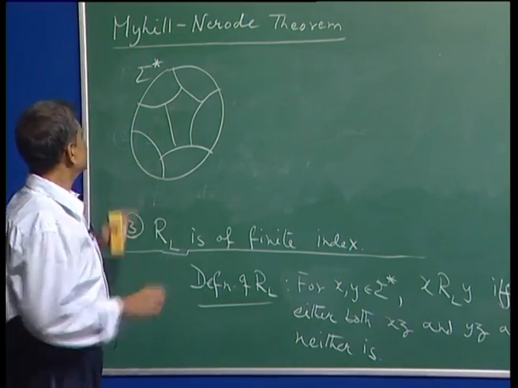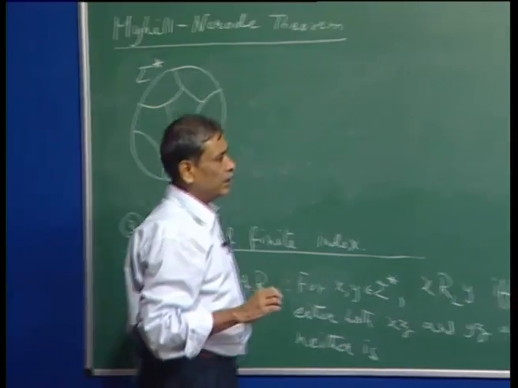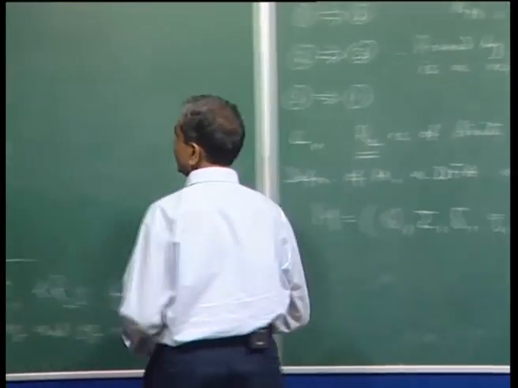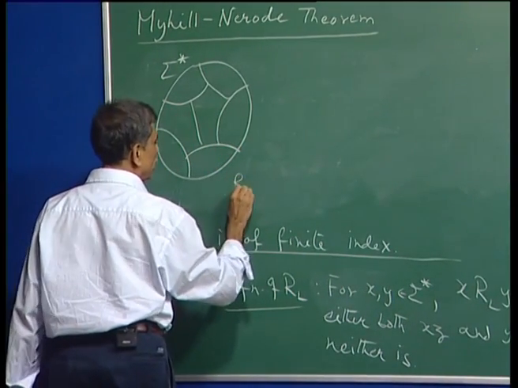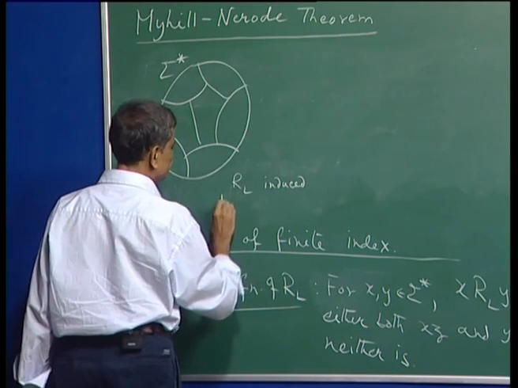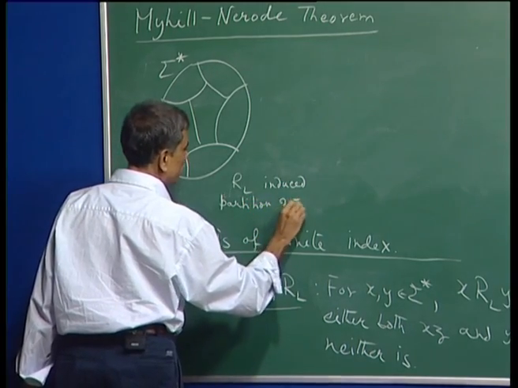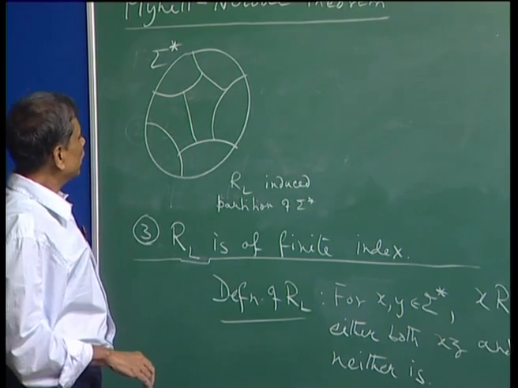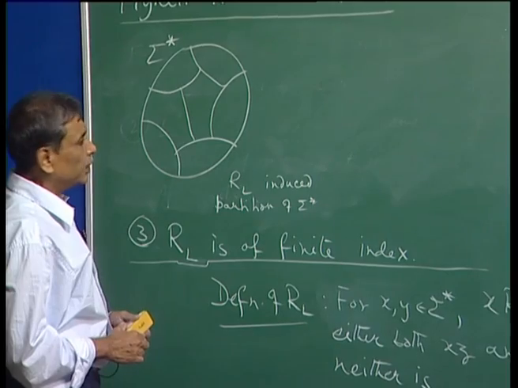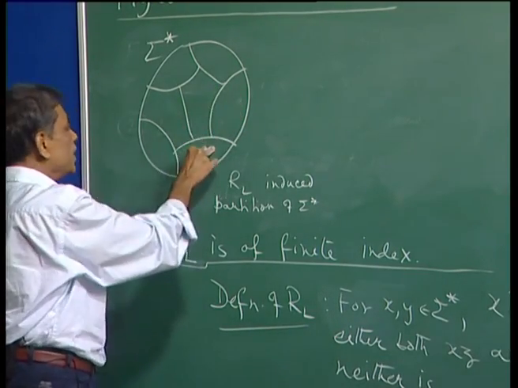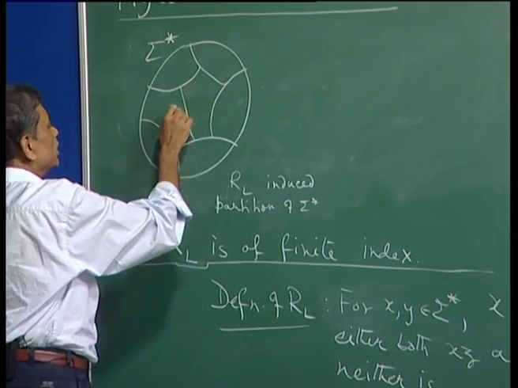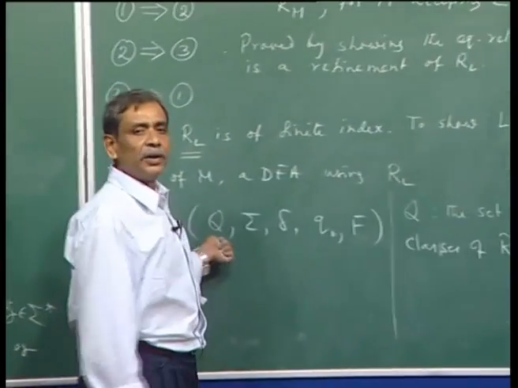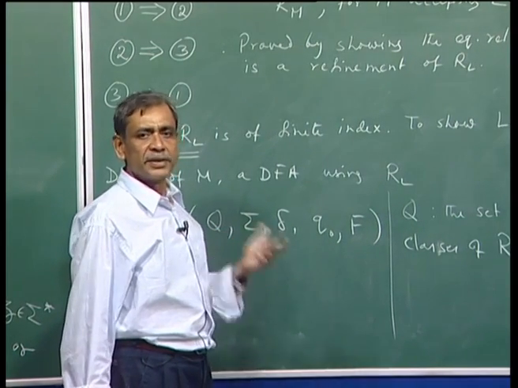Now, what we are saying is that I will have an equivalence class standing for a state of my DFA. You might like to think of it this way: this is the R L induced partition of sigma star, and these are the equivalence classes, just a picture as an example. And so, I would like to say that I have a state of the DFA for this, for this, for this. In this picture there are 1, 2, 3, 4, 5, 6, 7 equivalence classes. So, in such a case Q will consist of 7 states, Q will have 7 elements.